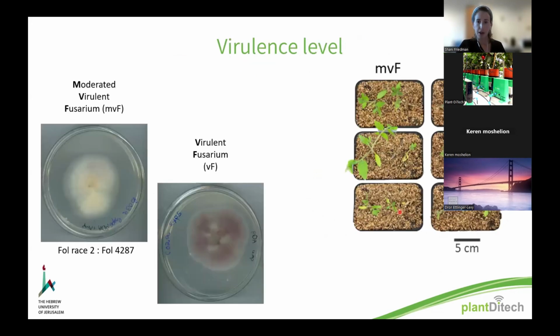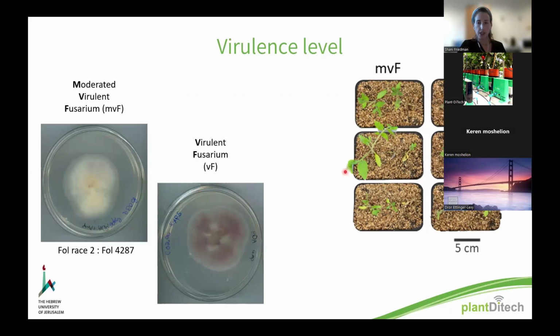Next, I want to talk about quantifying fungal virulence. This is an experiment using two Fusarium strains. This one is a commonly used lab strain we called MVF. And this one is one we got from a seed company that's called virulent Fusarium because we got it from a contaminated field.